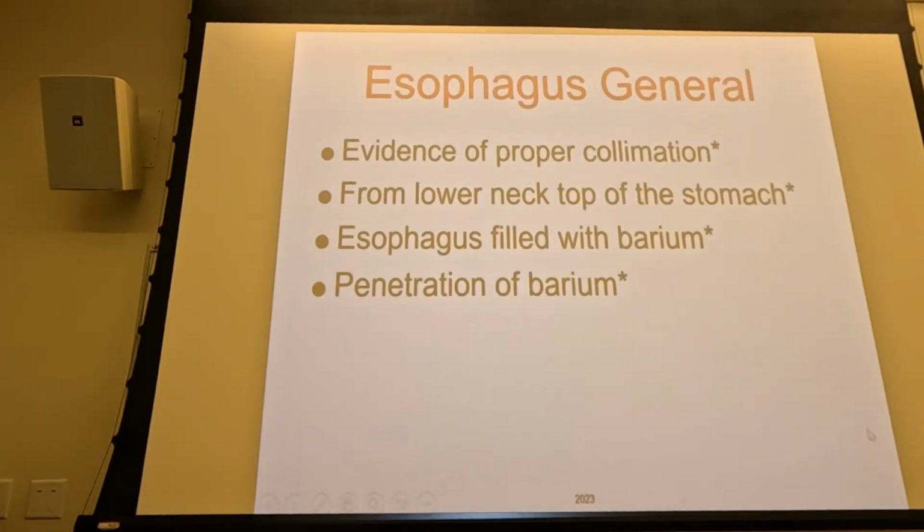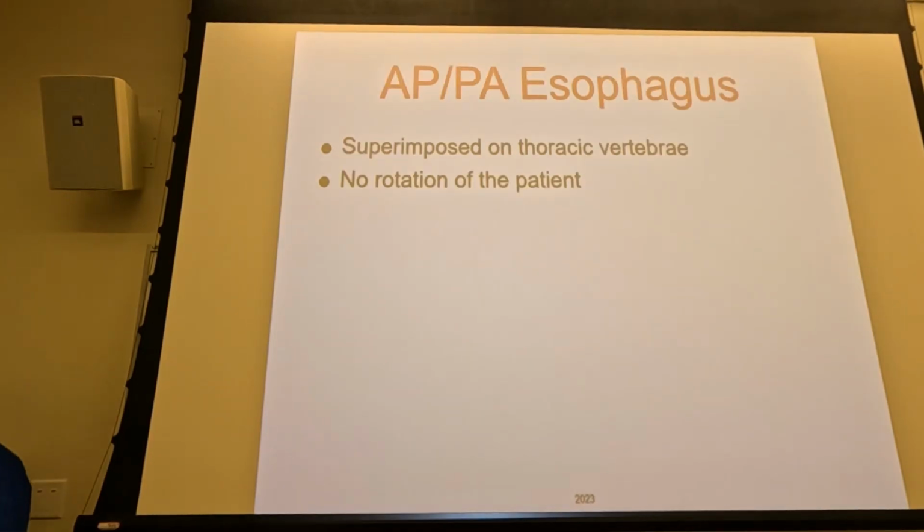So, evidence of proper collimation: we want to see from the lower neck to the top of the stomach. We want to see the esophagus completely filled, and we want to see penetration of the barium in as much as you can penetrate barium. On the AP or the PA, we're going to have superimposition over the thoracic vertebra. You're not going to see the vertebra all that well because the barium is so dense. If you've got a solid stream of barium of any thickness at all, you just don't see through it all that well.